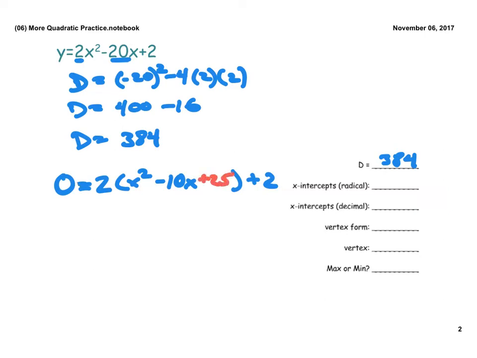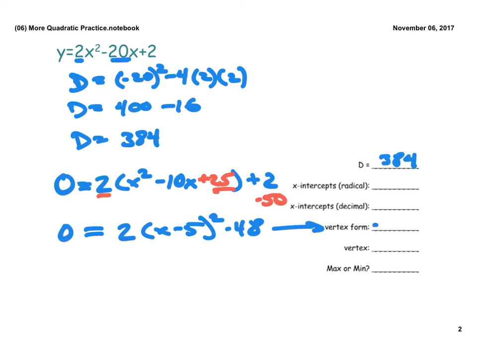That's a 25. And because I have added 25 on the inside, I've actually added 50. So I'm going to subtract 50 to offset that. And I now have 0 equals 2 times the quantity x minus 5 squared, minus 48. That happens to be vertex form. So in my vertex form spot here, I will write y equals 2(x minus 5) squared minus 48. And I have the vertex form there, and I can identify the vertex as (5, negative 48). And the parabola is right side up here, so that minimum value, or excuse me, that vertex value is a min.